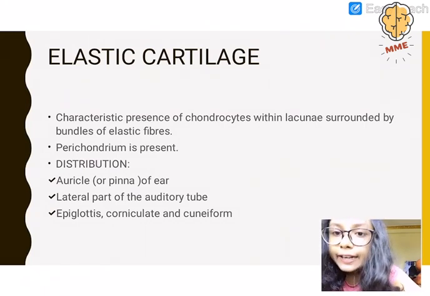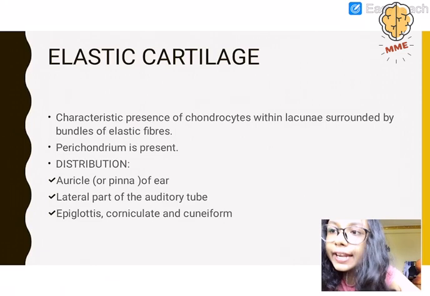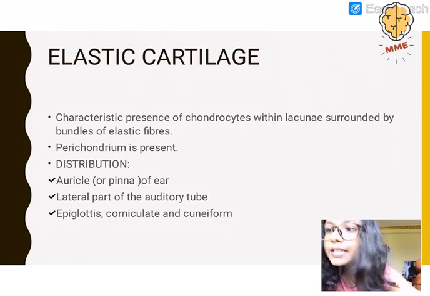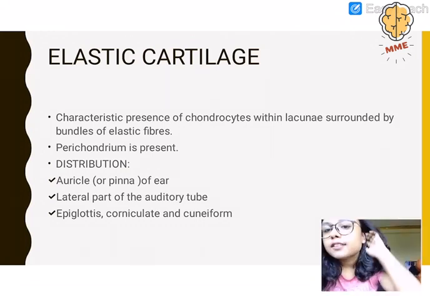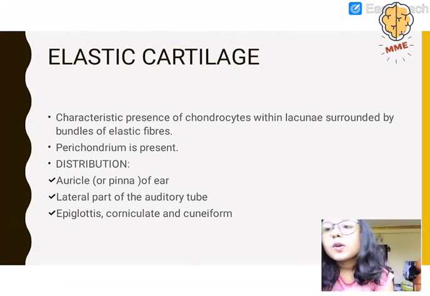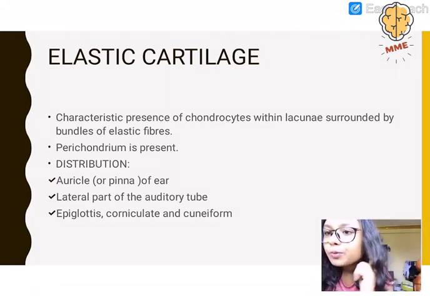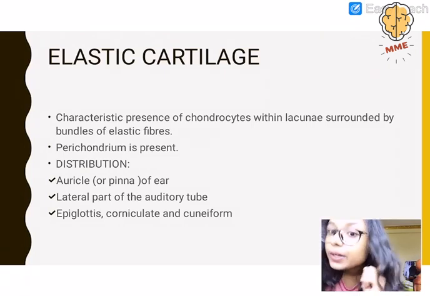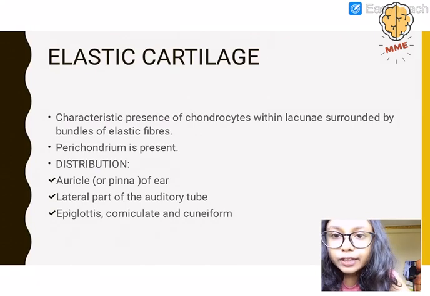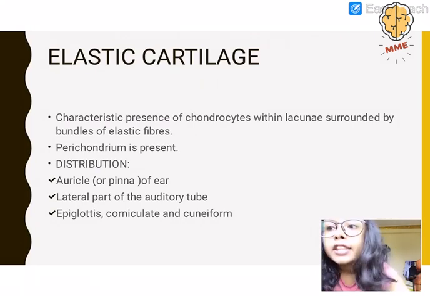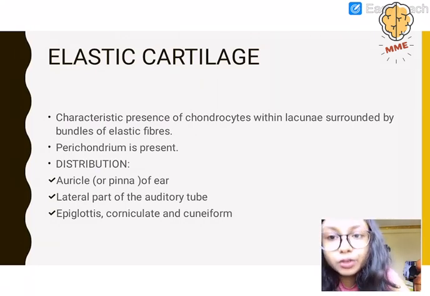You see elastic cartilage, elastic fibers. Here also the perichondrium will be present, and the distribution, meaning the examples, is the pinna. You see this pinna. Now, the lateral part of the auditory tube, meaning the eustachian tube, and then we have the cartilages of the larynx, that is the epiglottis, the corniculate cartilage, the cuneiform.